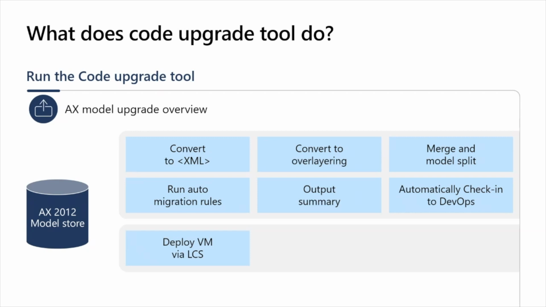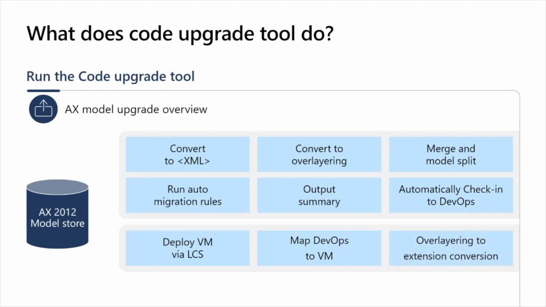The next thing for developer is to deploy VM or number of VMs if you are working with a team of developers, as each developer will need his own VM. So you can deploy the development VMs through LCS. Then you can map your VMs to DevOps so that you can pull the latest finance and operation code, and then you start the actual overlaying to extension conversion. So at that point, you are more likely actually conducting the code upgrade activity.